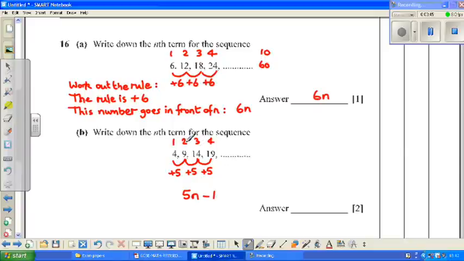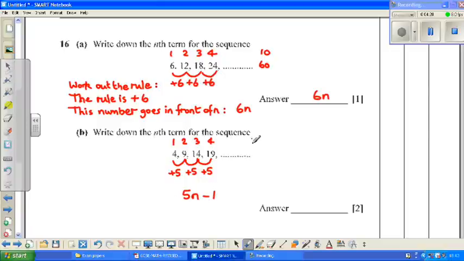Let's try it for n is equal to 2 for the second term. This time it's 5 times 2 is 10, take away 1 is 9, so the formula is correct for the second term. Let's try it for n is equal to 3 for the third term. 5 times 3 is 15, take away 1 is 14, so it gives us the right answer. Try it for n is equal to 4 for the fourth term. 5 times 4 is 20, take away 1 is 19. So now we have a formula that works for all those terms.